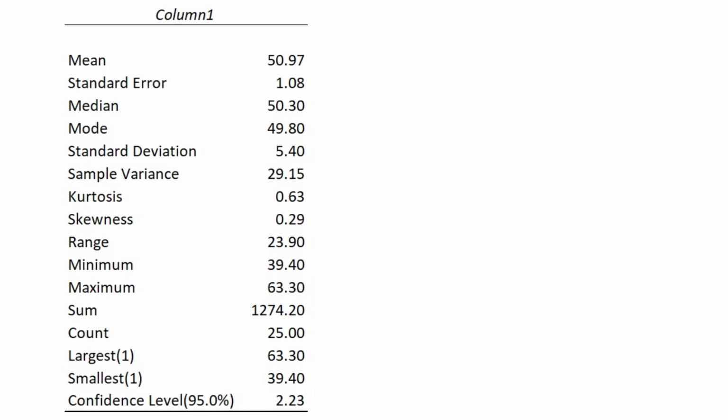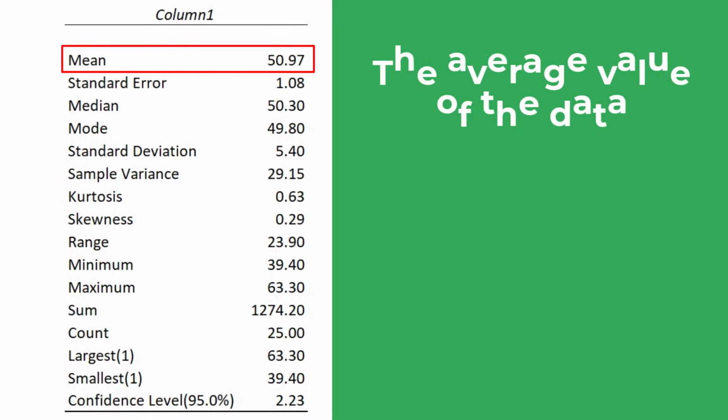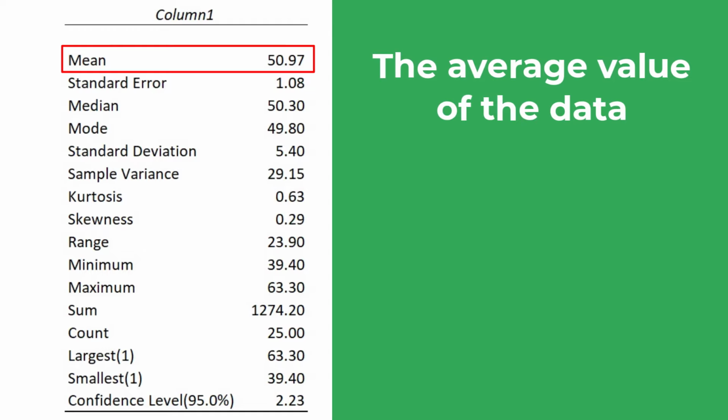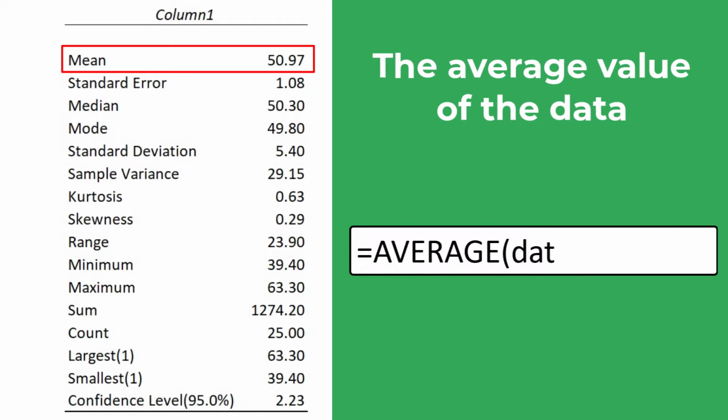The first result is the mean or average value. This is where you would add up all the values in your sample and divide by the count. In other words, the number of values in the sample. You can calculate this separately by using the average function.